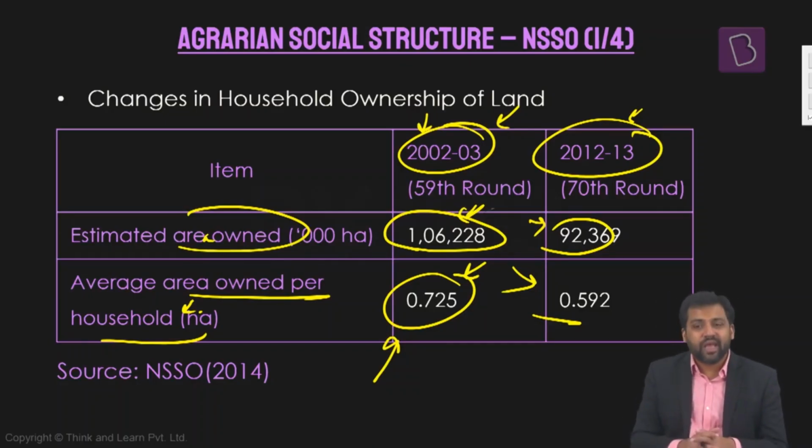Now, what is the concern? If the size of land available is less, the production might also be less, which implies these households' incomes will also be less. They have to find some other source of income, or else the standard of living will go down. So this is one major area of concern.